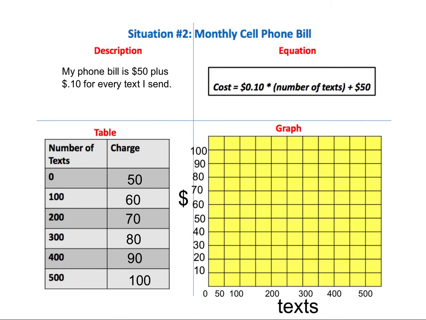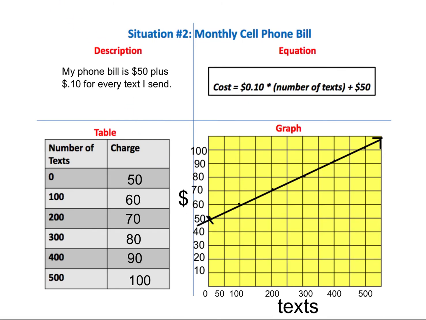Now my job will be to just graph it. Over 0, up 50, and put my dot. Over 100, up 60. And I will continue to graph it. Over 200, up 70. Over 300, up 80. Over 400, up 90. And over 500, up 100. And so now you would get out your ruler, and you can probably do a better job than I can, but graph my line, make sure my arrows are on each end. And there we go.